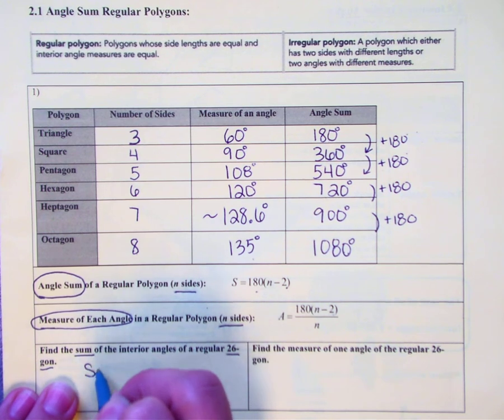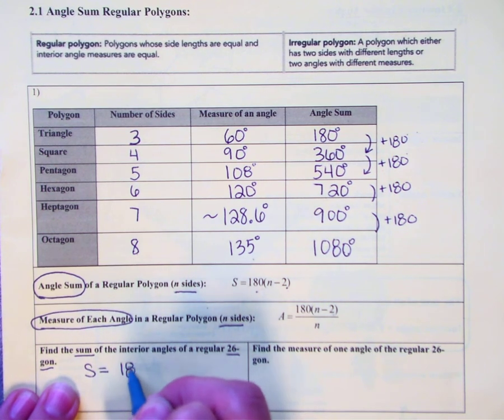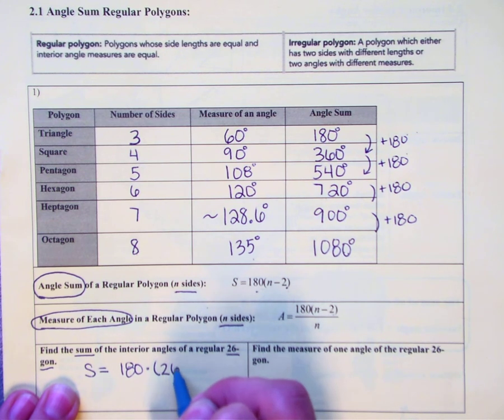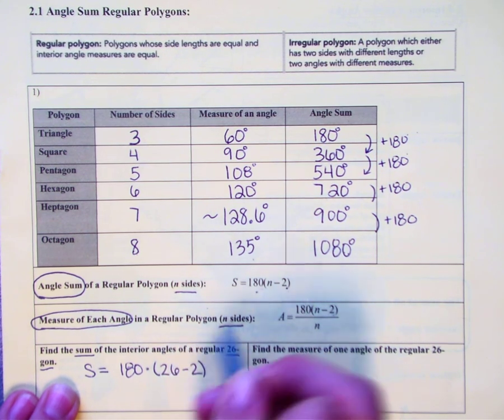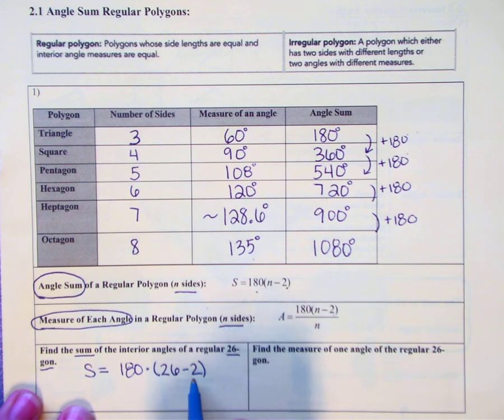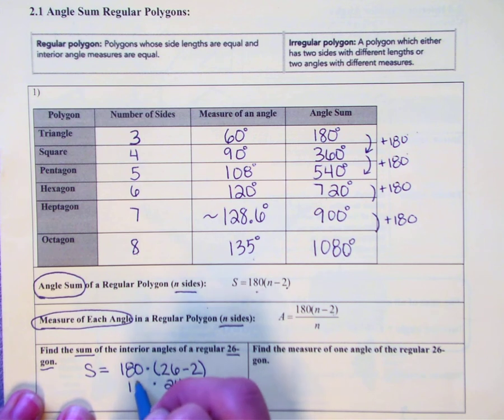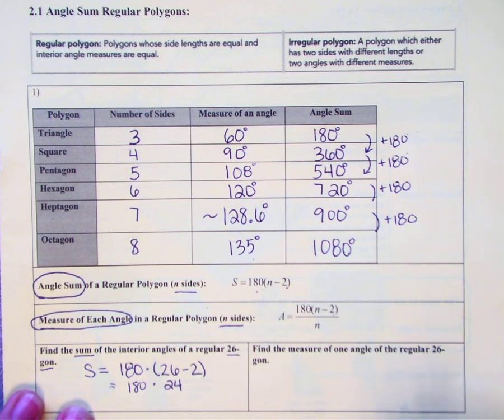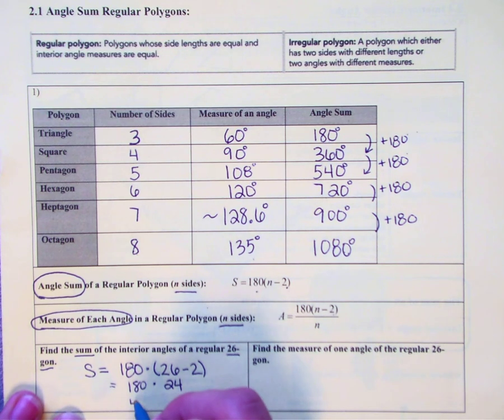To find the sum, I'm doing 180 times, and then in parentheses, 26 sides minus 2. So I plug the 26 in where the n was, and then I just go ahead and solve that. 26 minus 2 would be 24, times 180, because remember, we do our parentheses first. And then 180 times 24, well, I have to grab my calculator for that. It would have been 4,320 degrees.